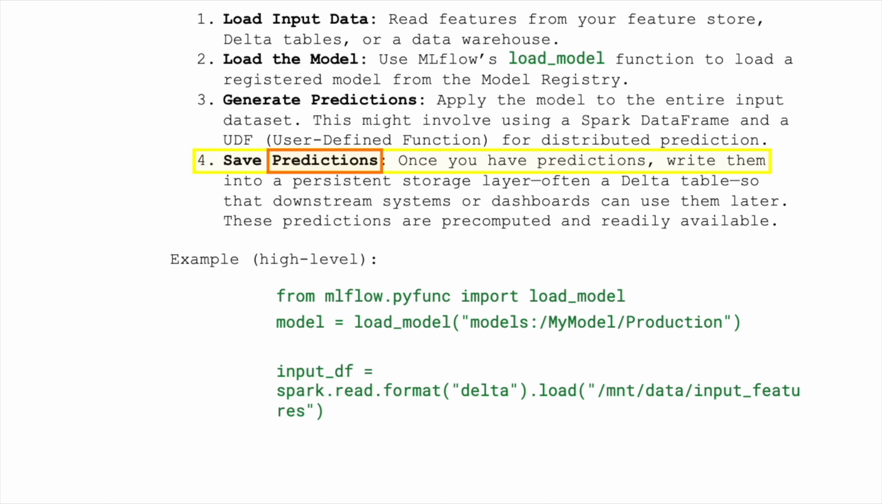4. Save predictions. Once you have predictions, write them into a persistent storage layer, often a Delta table, so that downstream systems or dashboards can use them later. These predictions are pre-computed and readily available.